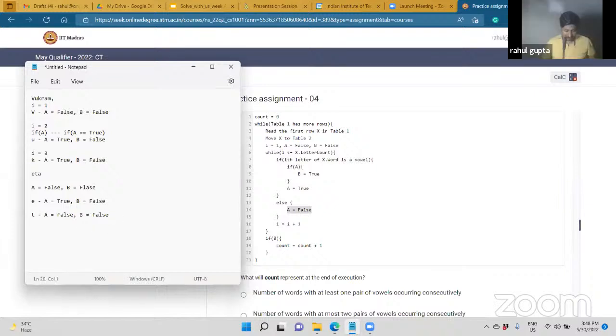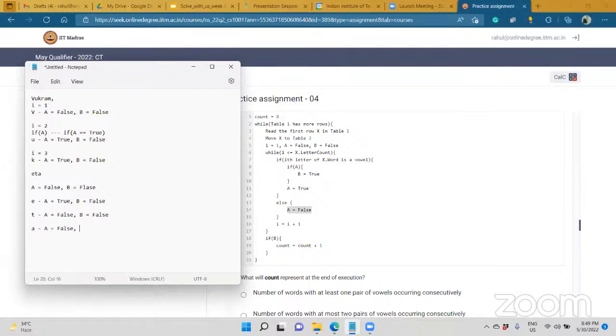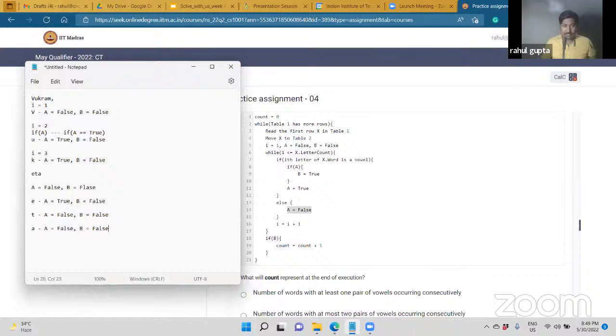Why? Because A is a vowel. This is the problem. Once you think that you understand, you run very fast. After A, there is nothing, right? Yeah. So B remains false. B is still false, right? Sir, A will become true.